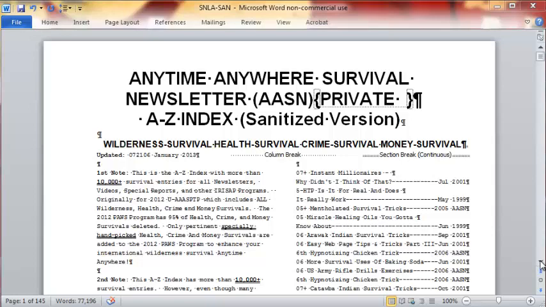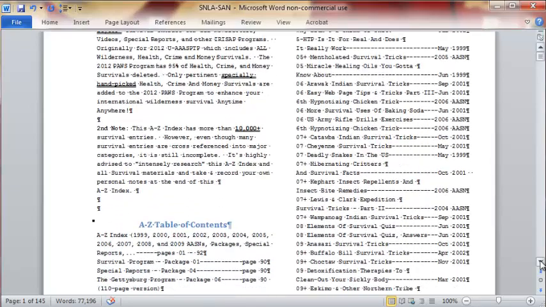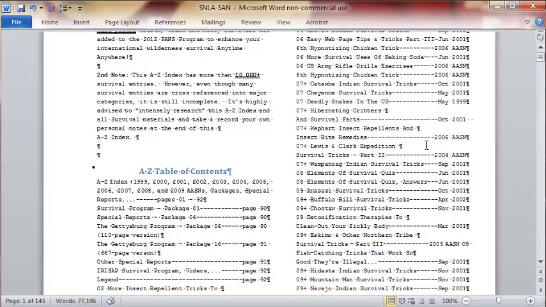So here we go. This is page 1, and you notice the subjects on the left hand side, and where you find it is on the right hand side. For example, here's a newsletter, October 2001 newsletter, 2006 newsletter, June 2001 newsletter, or it's a video, or it's a package, or it's a special report. That's where you'll find it when you become a subscriber.